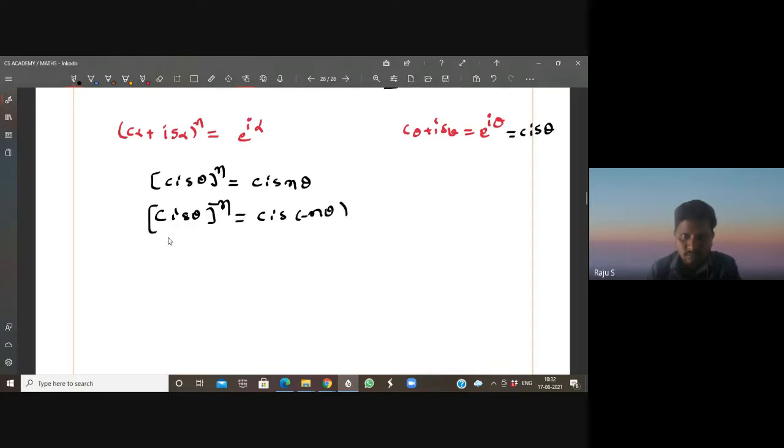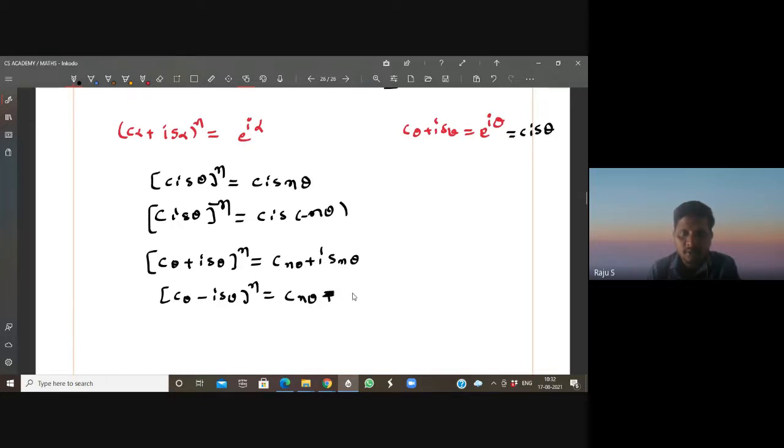Okay, and like this, cis theta is nothing but what? Cos theta plus iota sin theta. For example, all to the power of n, I have written cos n theta plus iota times sin n theta. Cos theta minus i sin theta all to the power of n is equal to cos minus n theta. Okay, what is cos minus theta? Cos theta. So cos n theta plus minus iota times sin.